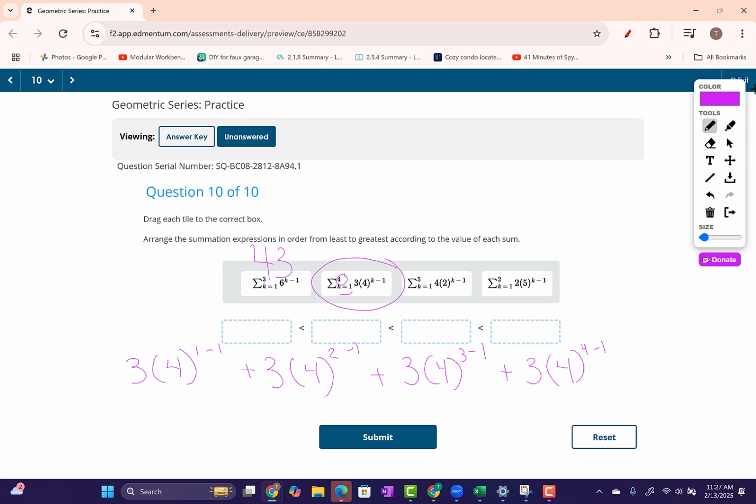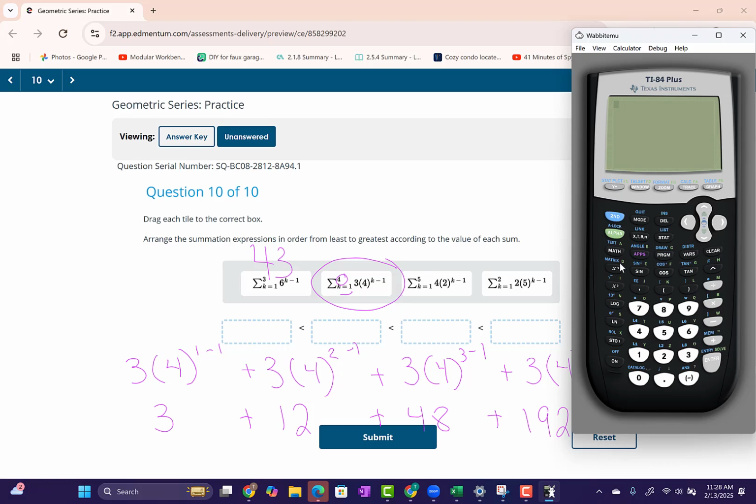3 times 4 raised to the 1 minus 1 power is 3. 3 times 4 raised to the 2 minus 1 power is 12. This next one is going to be, let's see, 4 squared is 16. 16 times 3 is 48. And this last one is 64 times 3. So that's 180, 192. I'm not using a calculator, but I think I will for this next part. On a test or a quiz, I would encourage using a calculator when you only get one shot.